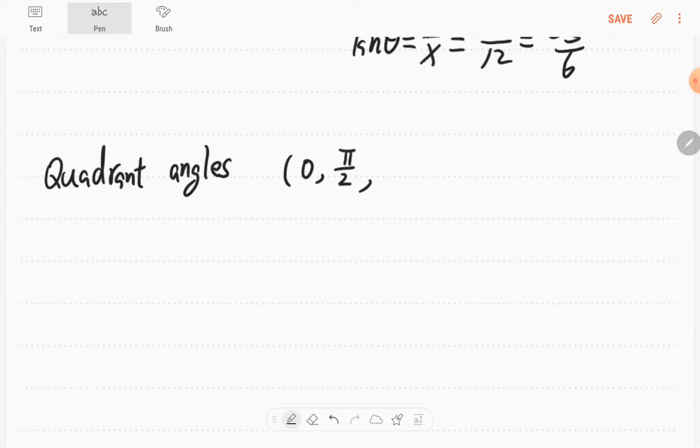0 means the terminal side is on the positive x-axis. Pi over 2 means the terminal side is on the positive y-axis. Pi means the terminal side is on the negative x-axis, and 3 pi over 2 means the terminal side is on the negative y-axis. Then the next one is 2 pi, which is the same as 0, a coterminal angle of 0.